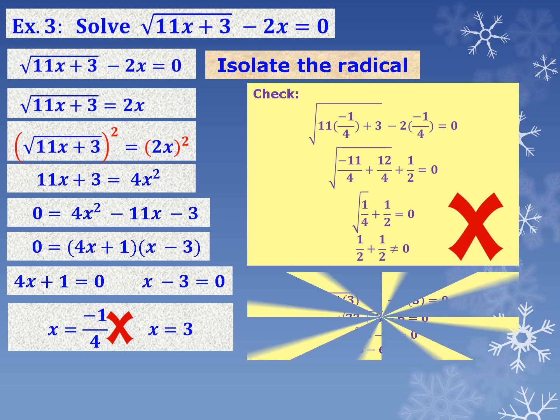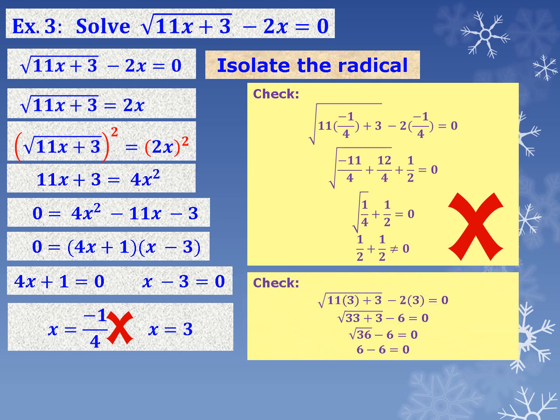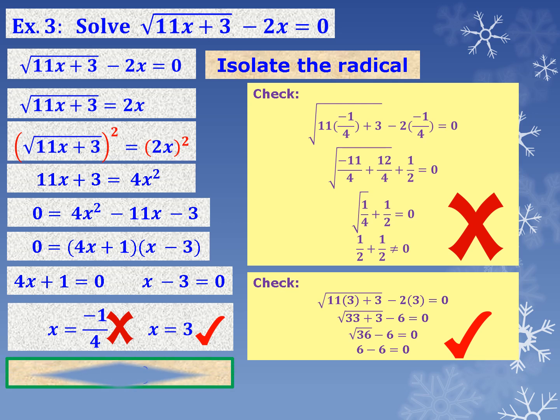But let's try 3. So I plug in the 3. 11 times 3 is 33. 33 plus 3 is 36. The square root of 36 is 6. 6 minus 6 is 0. So that works. So this time I got 2 solutions, but one was extraneous. So the only one that worked was x equals 3.